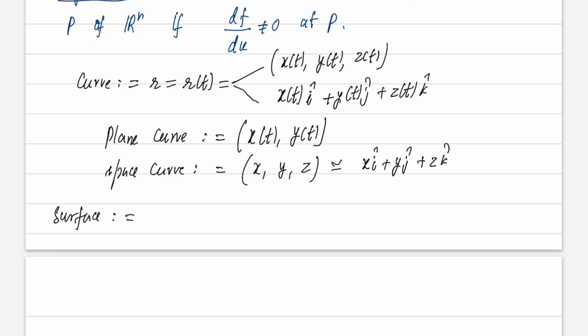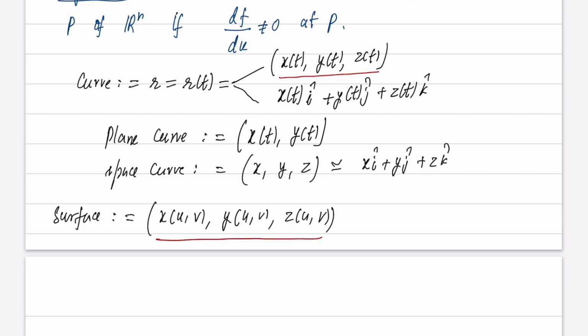Now surfaces will usually be represented in this way. The first coordinate will be x of u,v, the second coordinate y of u,v, and the third coordinate z of u,v, which will be a surface in R3. Now here the difference between a space curve and a surface in terms of notation is that a space curve will be represented with three coordinates, but each coordinate is a function of a single variable t. However, a surface, when represented in this coordinate system in R3, will have each coordinate be a function of two variables.